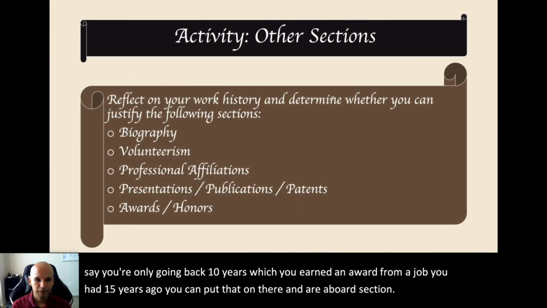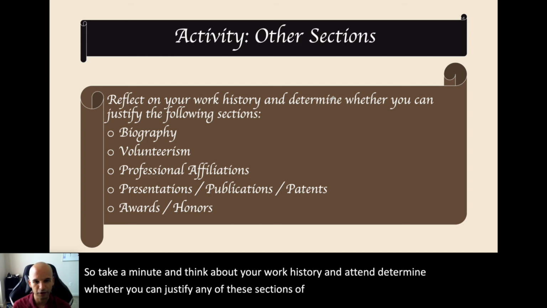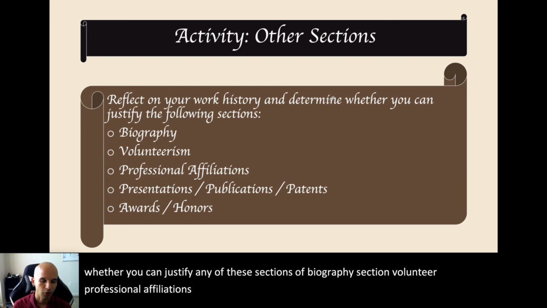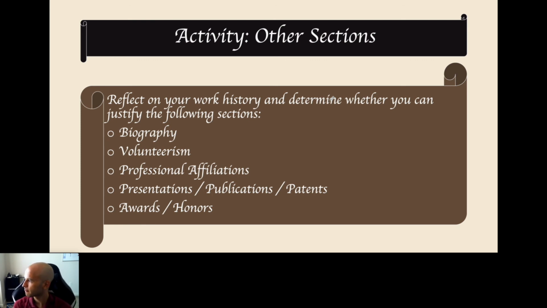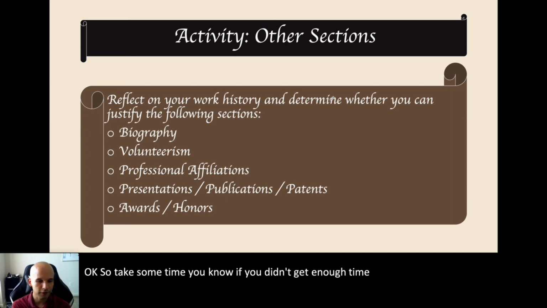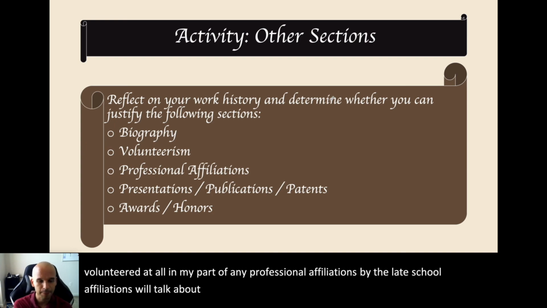So take a minute, think about your work history, and determine whether you can justify any of these sections: a biography section, volunteer, professional affiliations, the triple Ps, or an additional awards and honors section. So go ahead and take a minute, just reflect. Okay, so take some time. If you didn't get enough time now, think about it. Have I volunteered at all? Am I part of any professional affiliations? By the way, school affiliations, we'll talk about extracurricular involvement later. That'll be something to think about too.